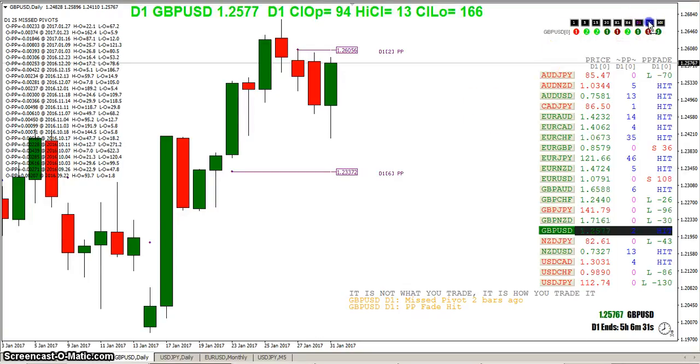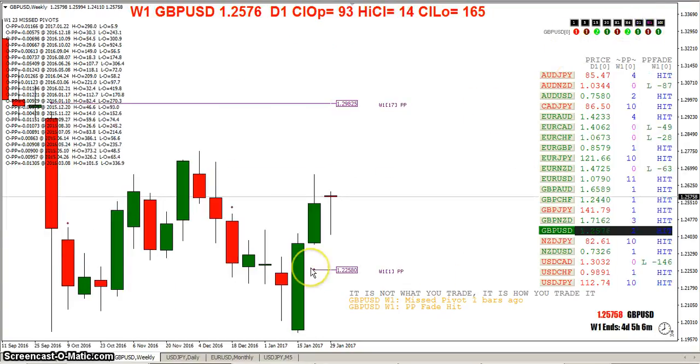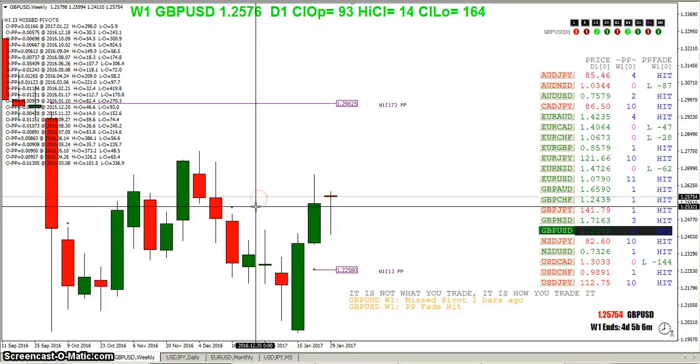And once again, you can also look at the weekly pivots. You can see it missed the weekly pivot here, missed one here. There was a missed pivot right here, but it got covered yesterday. You see?